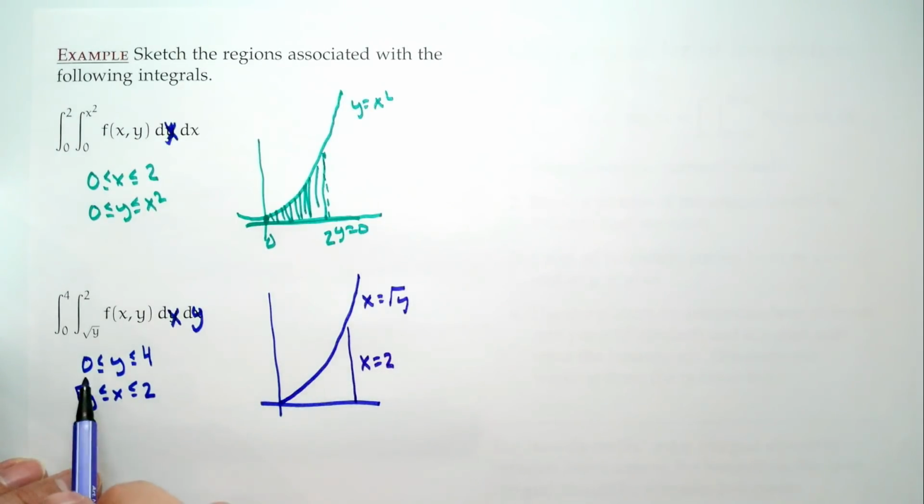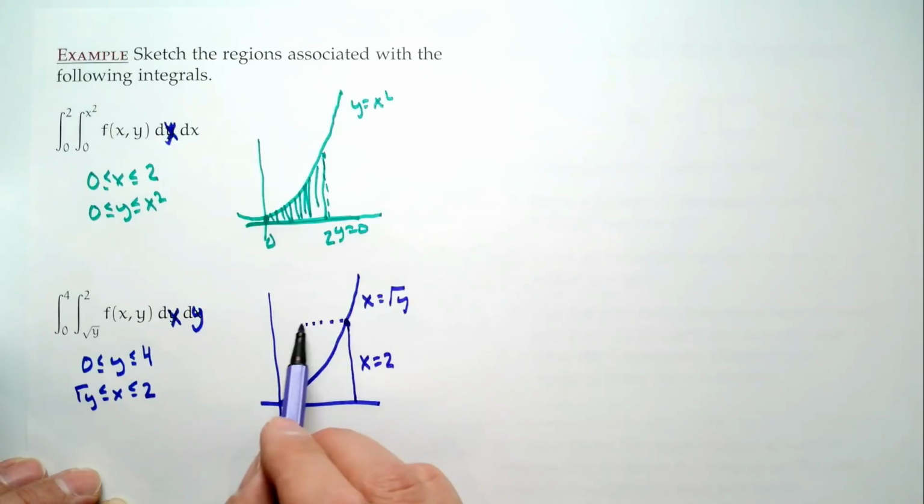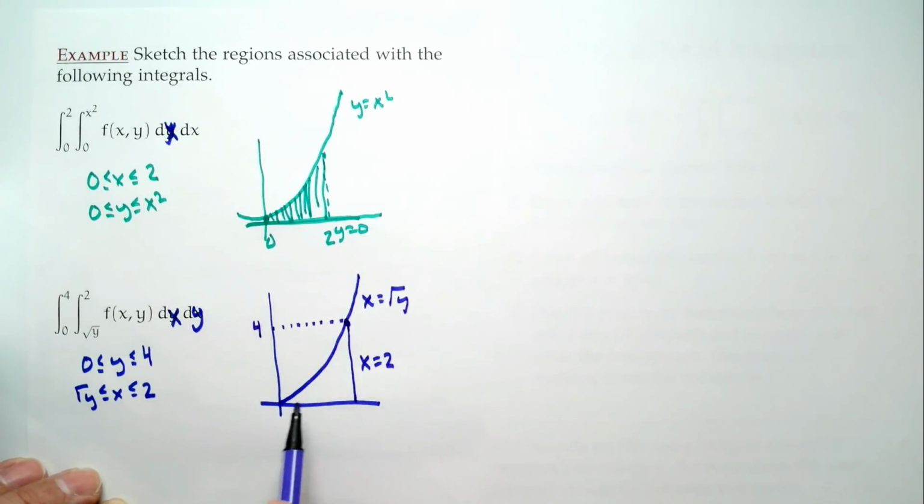And now, where are we going? Well, y goes from 0 to 4. Now, it turns out that y equals 4 is right here. So if y goes from 0 to 4, then x goes from square root of y to 2, I'm going to be slicing the region horizontally.